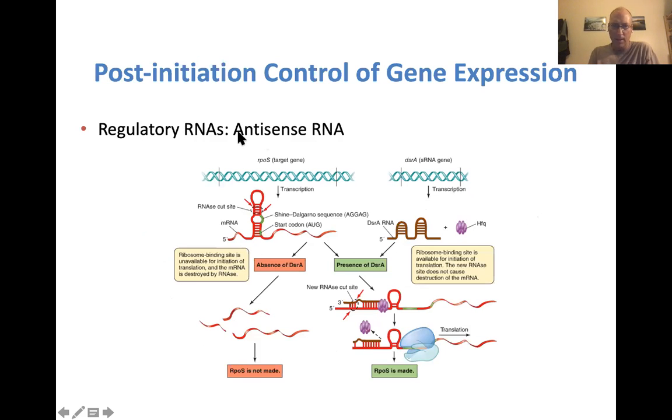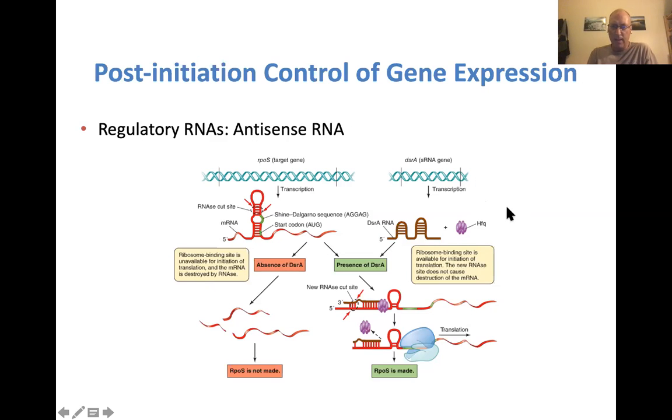I don't want to belabor this, but RpoS encodes a sigma subunit involved in stress responses. And so ordinarily, this is kind of weird, when there's no stress going on, the message is transcribed and it folds into a structure that blocks the start codon and the ribosome binding site. And this ends up being a substrate for a ribonuclease that inactivates this. And so you don't end up making the product of this messenger RNA.